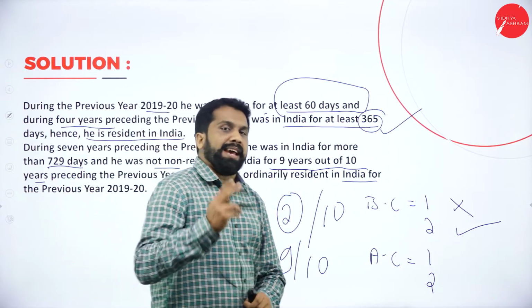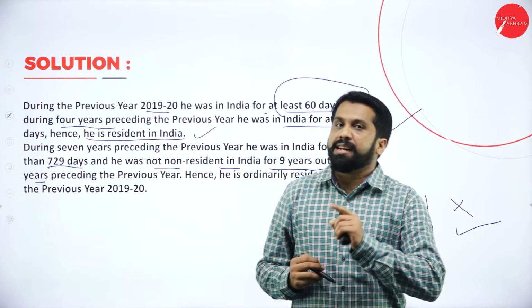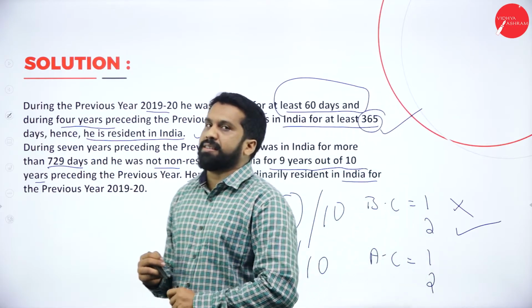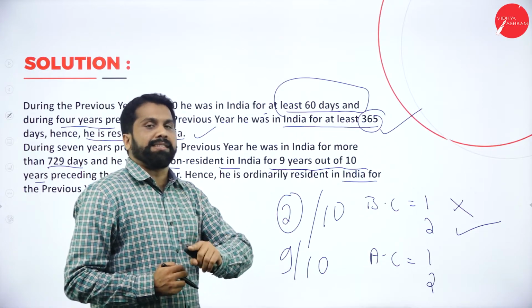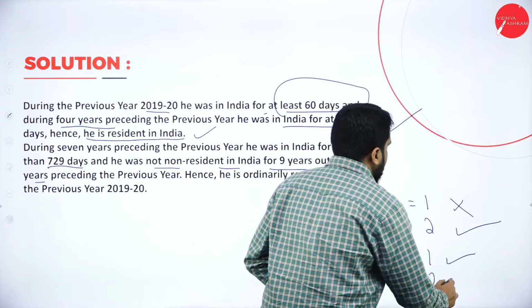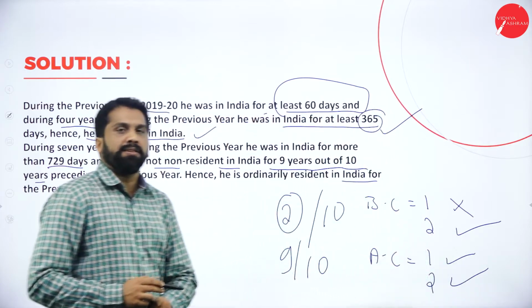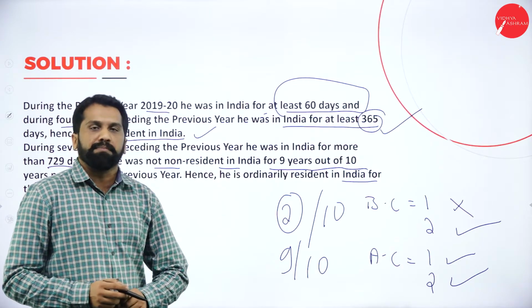In the resident, again, there are 2 categories: whether he is an ordinarily resident or not ordinarily resident. As per this, he is ordinarily resident. Why? Because he fulfilled additional condition 1 and additional condition 2. This is all about this particular problem.